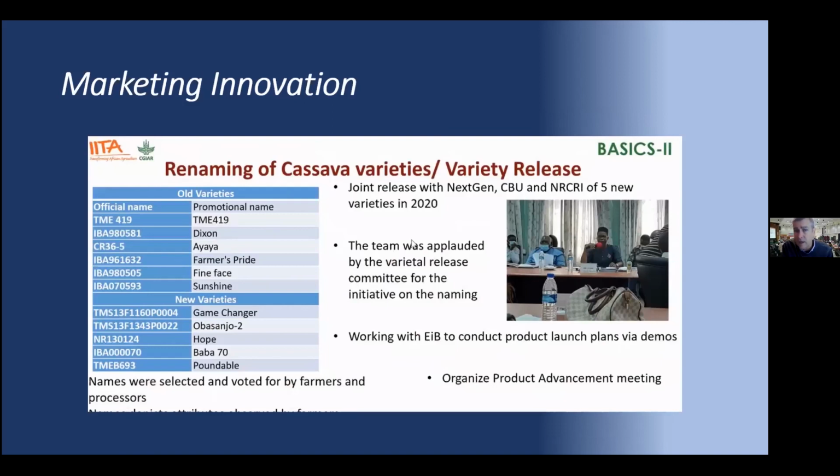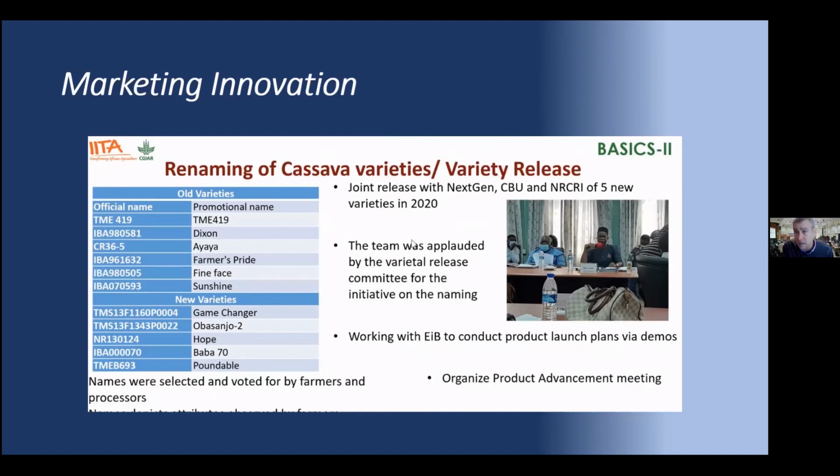Also in the area of marketing innovation, for many, many years, actually for decades, new cassava varieties in Nigeria and in most countries around the world were marketed with their official names. Catchy names like IBA 980581 or IBA 961632. There was a realization that seed enterprises have a lot of difficulty marketing varieties that have such long and difficult names that farmers can't remember.